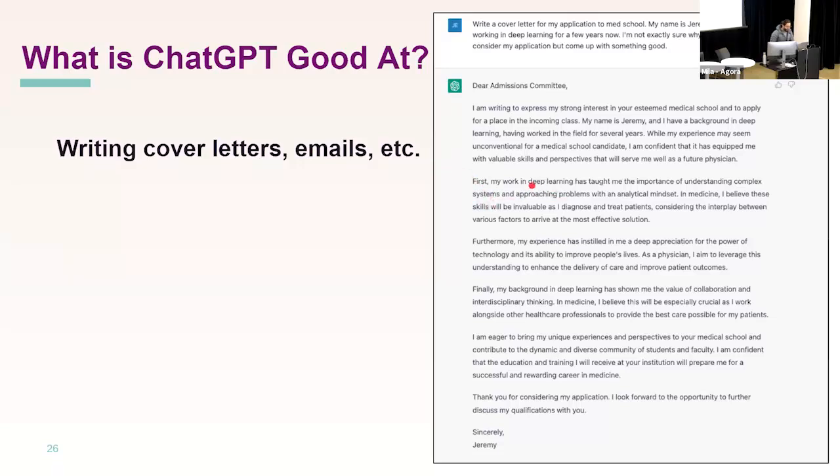My work in deep learning has taught me the importance of understanding complex systems and approaching problems with an analytical mindset. In medicine, I believe these skills will be invaluable as I diagnose and treat patients, considering the interplay between various factors.